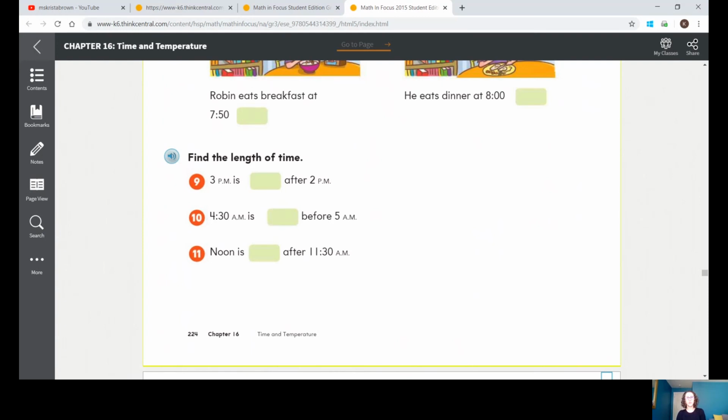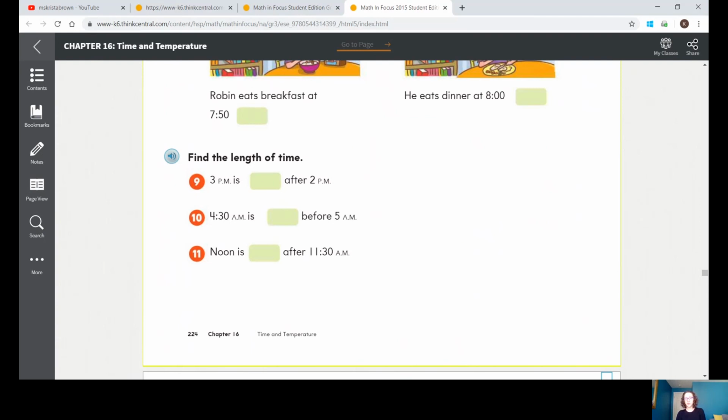3 p.m. is blank after 2 p.m. That would be 1 hour. Number 10, 4:30 a.m. is blank before 5 a.m. That would be 30 minutes.